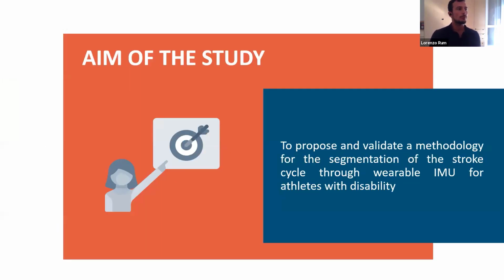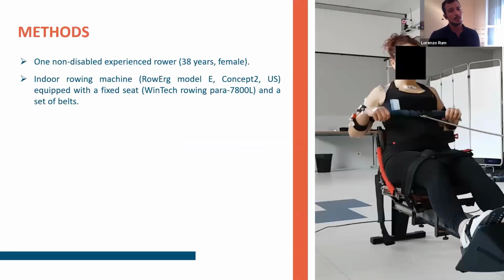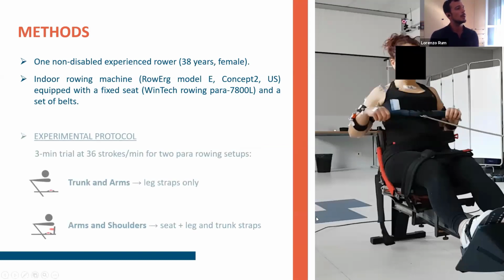To this end, the purpose of our study was to propose and validate a methodology for the segmentation of the stroke cycle through the use of wearable sensors for athletes with disability. As a preliminary study, we tested one non-disabled experienced rower, who performed the rowing technique on an indoor rowing machine, which was equipped with a fixed seat and a set of belts depending on the para-rowing setup. The experimental protocol involved an initial warm-up, plus a 3-minute trial at a fixed stroke rate of 36 strokes per minute for the two para-rowing setups.